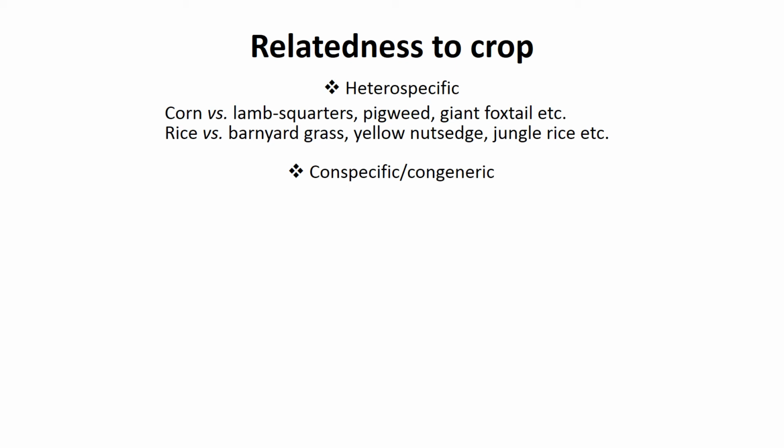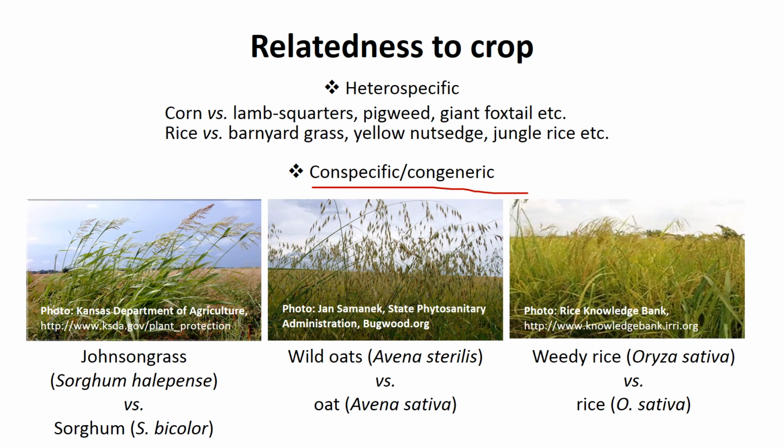However, some weed species share a similar genus and some even share the same species with the crop, what we call conspecific or congeneric. These species are very close taxonomically and genetically with the crops, making the control even harder. Whatever kills the weed most probably will kill the crop.